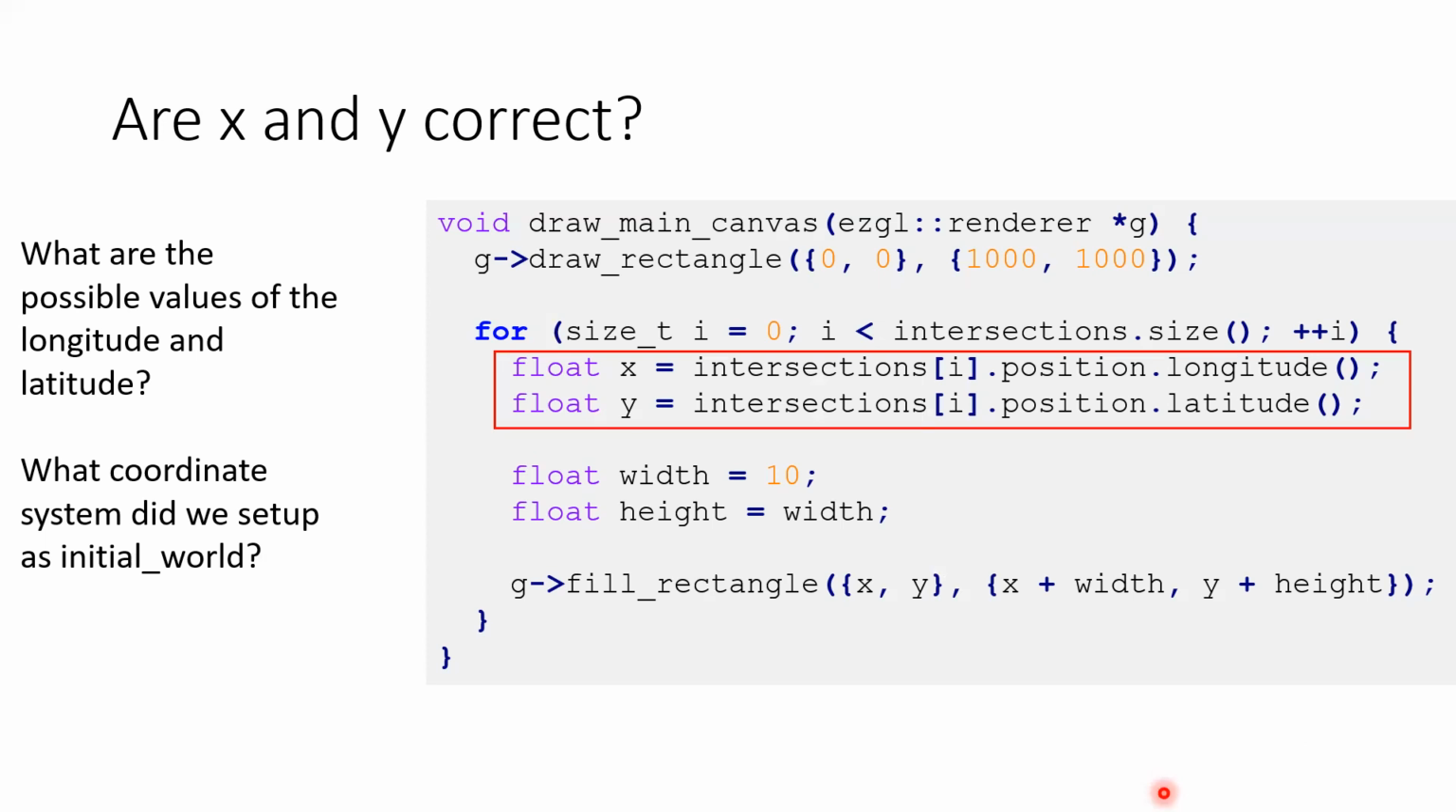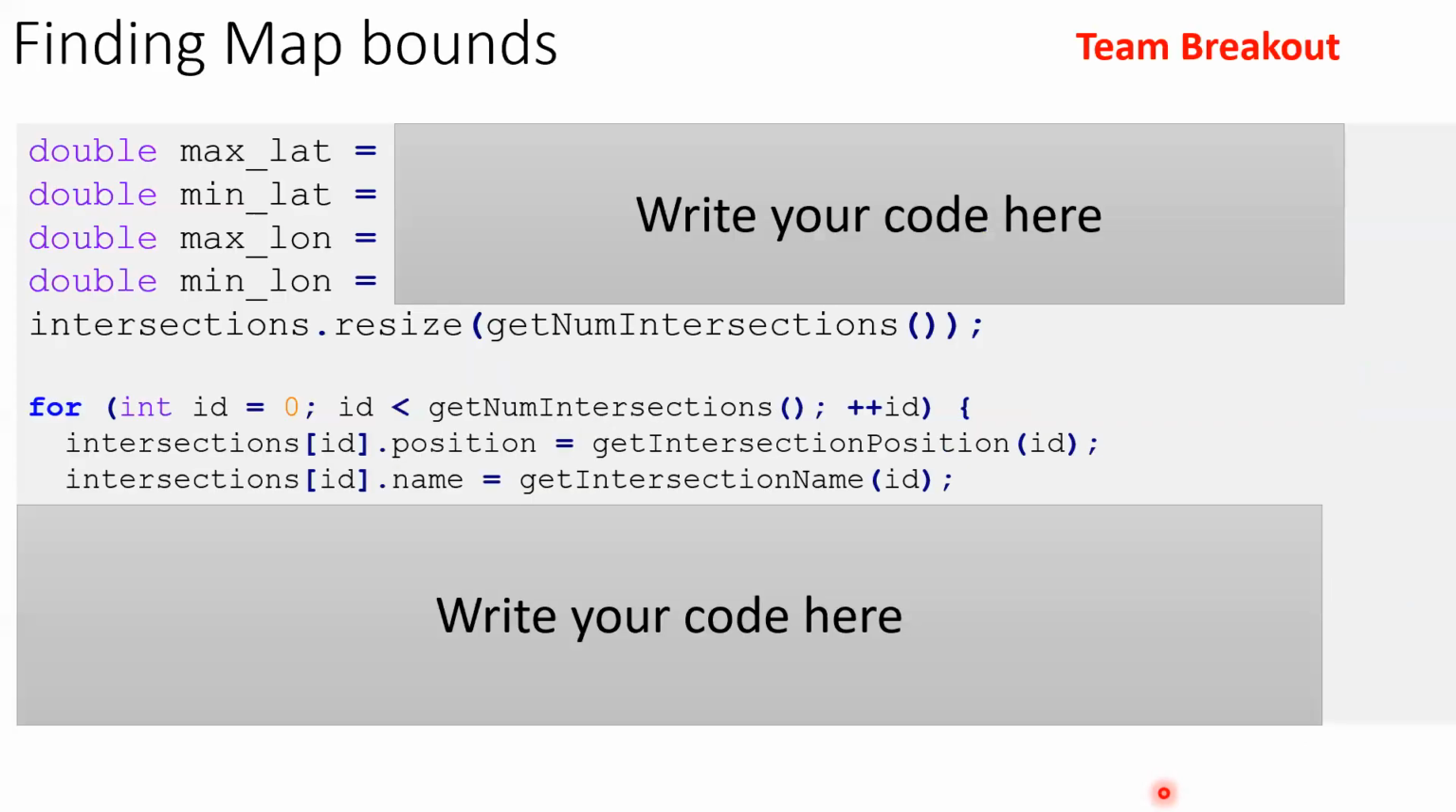And then this slide is just repeating what I just said, because latitude and longitude are not in the same coordinate system we have. So we want to set our coordinate system to be the actual bound of the map. So we want to find the maximum and minimum latitude and longitude for our map that we're showing. So how would we find out the maximum and minimum latitude and longitude? That's our set of data points.